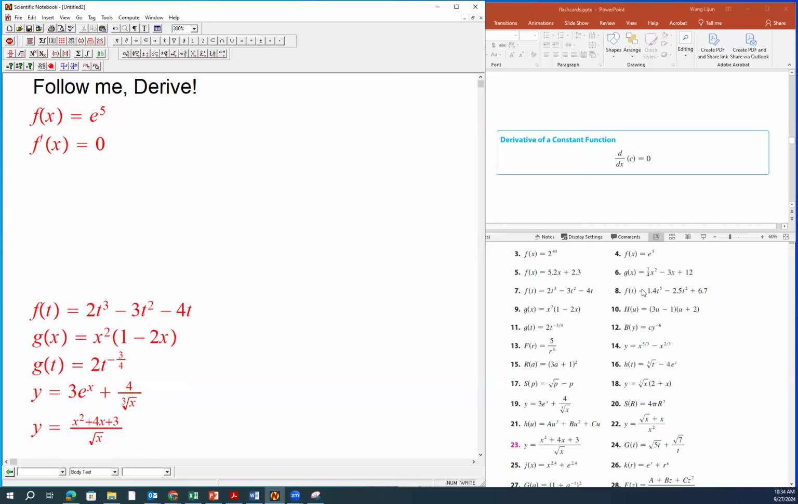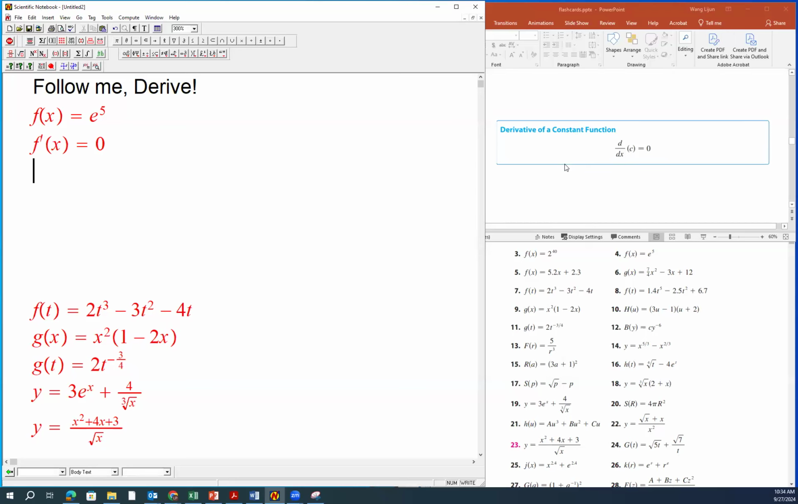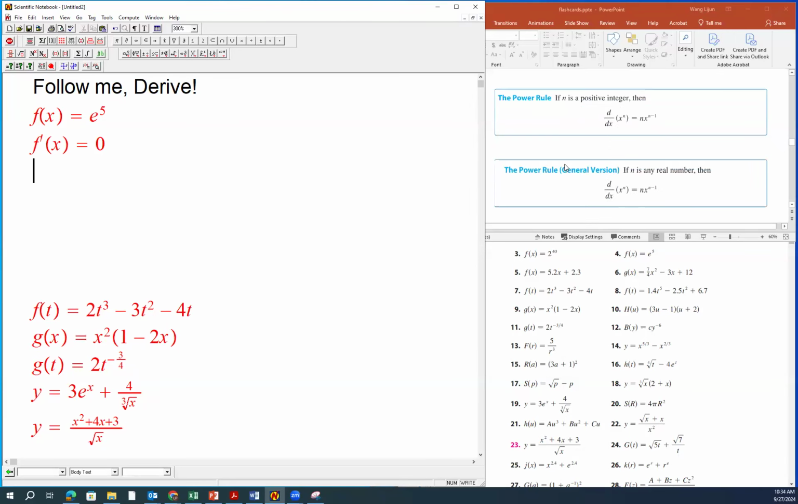Number 5, number 6, you see they're similar types. So we have a constant, and the derivative of a constant is 0. The derivative of x squared is 2x, the derivative of x raised to the power n. We look at these power rules, we need to understand the derivative of x raised to the power n, when we differentiate with respect to the base.